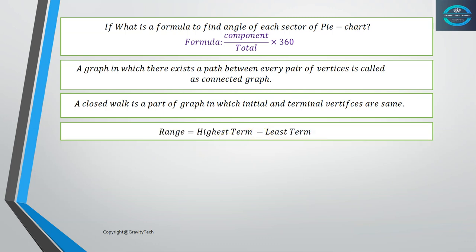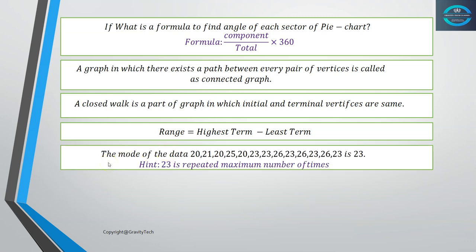Okay. How to find out the range? Range is basically calculated highest term minus lowest or least term. Okay. Now the mode of the data 20, 21, 20, 25, 20, 23, 20, 26, 23, 26, 23, 26, 23 is what? 23. Why? Mode is the most repeated element. See, 23 is repeated maximum number of times, right? 20 has come 1, 2, 3 times. 21 is only one time. 25 is only one time, right? Then 26 is 3 times, but 23, 1, 2, 3, 4, 5 times. That's why 23 is a mode.